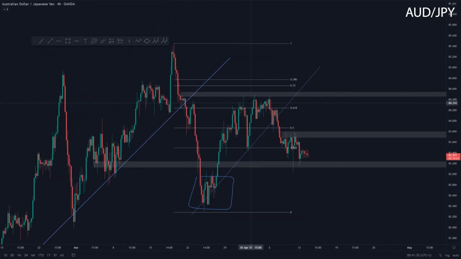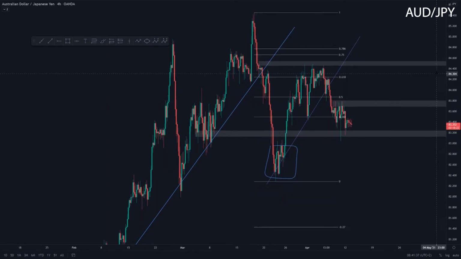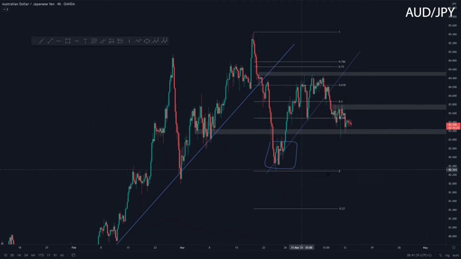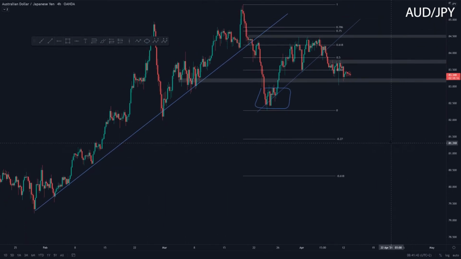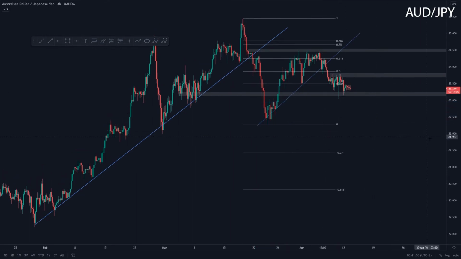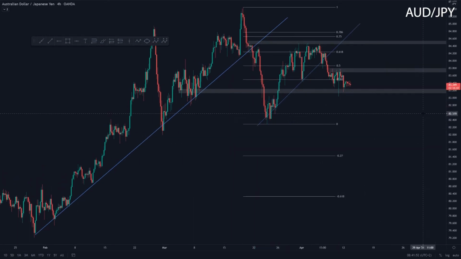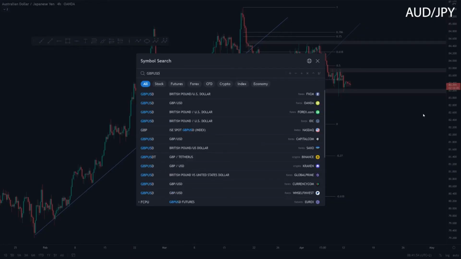For longs, not really that interested at the moment, mainly due to the fact that the structure on the higher time frame, so on the 4 hour and the daily, is bearish at the moment. So yeah, personally just going to be waiting until we break the swing low before I take any potential shorts. So with Aussie Yen discussed, let's head over to Pound Dollar.